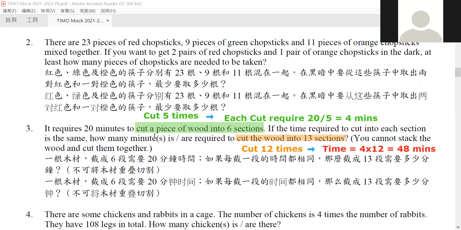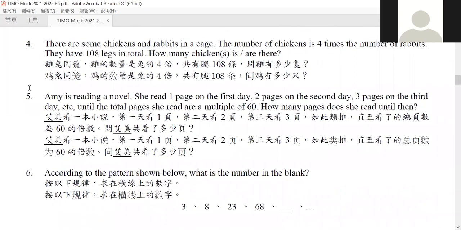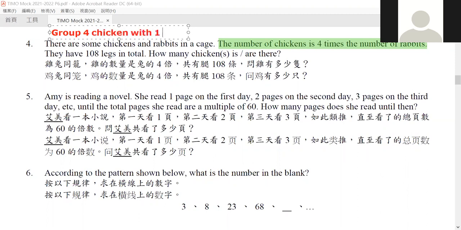Okay, so let's go to the next question. Question number 4. There are some chickens and rabbits, and the number of chickens is 4 times the number of rabbits. They have 108 legs in total. How many chickens are there? So again, because the number of chickens is 4 times that of rabbits, now we can rewrite it. We can group 4 chickens with 1 rabbit.